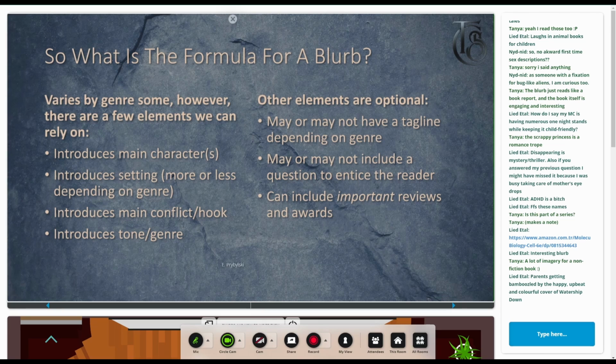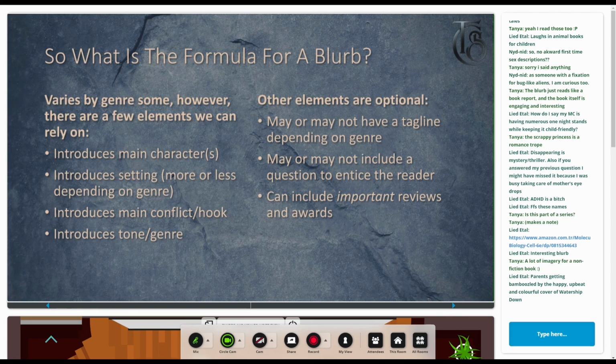So those are the things that blurbs absolutely must include on the left, and some elements that are optional on the right. If your blurb does not introduce your main character, readers will not be able to connect with the main character of the story. They're not going to know who they're connecting with and why they care about the story. Introducing the setting helps create the platform for the genre. If you are talking about Middle Earth, you're pretty sure you're reading a fantasy novel. Pretty sure. If you talk about how the setting is on Mars, probably going to be a sci-fi.